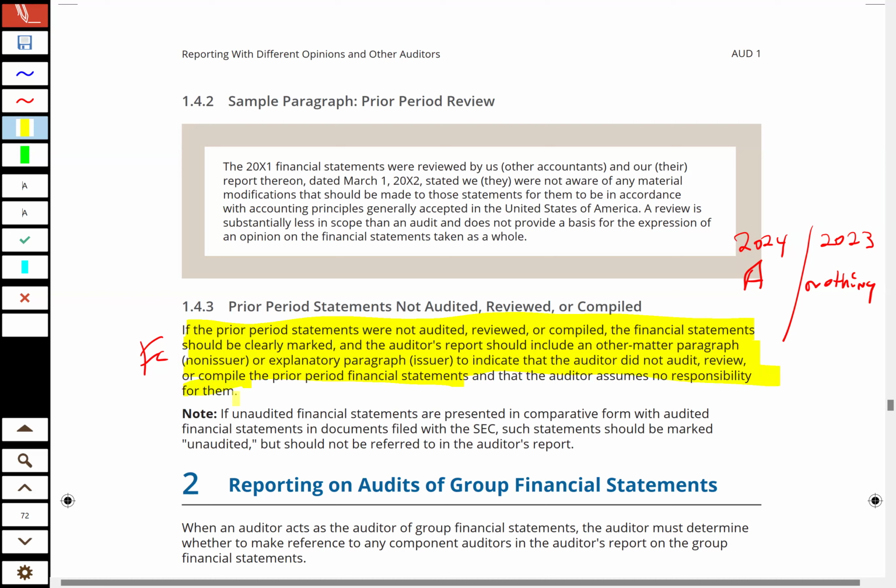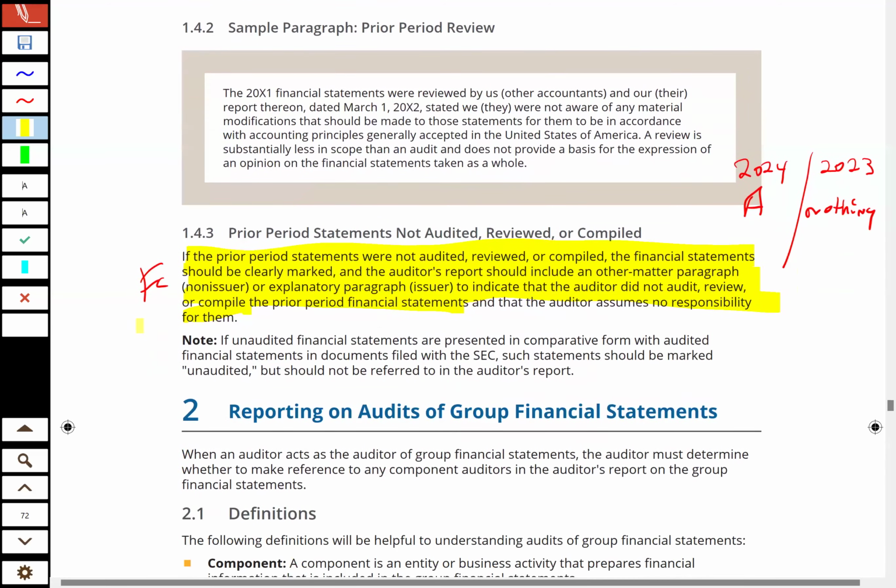So I think you're getting the theme here, guys. We're doing basically what we've talked about for the standard report. And then we're starting to add things in through an other matters paragraph, through an emphasis of matter paragraph, or an explanatory paragraph, if it's a public company, about these different things. Okay, all right, good.